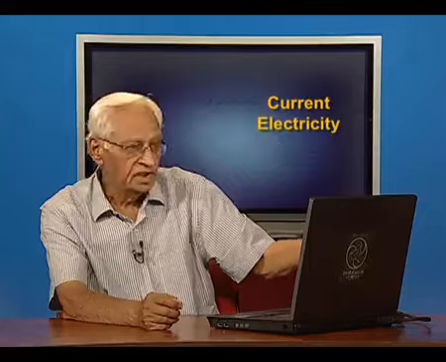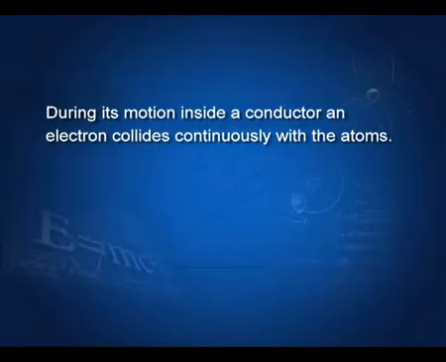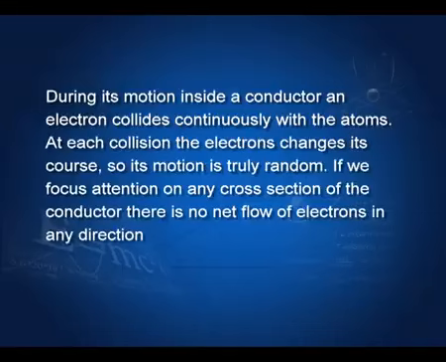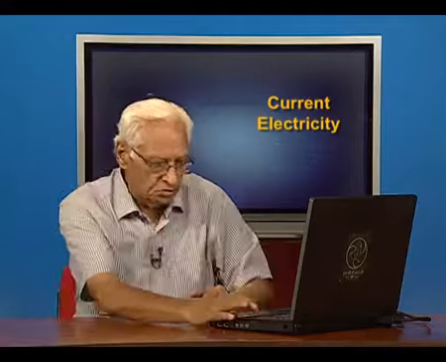Now, during its motion inside a conductor, an electron collides continuously with the atoms. At each collision, the electron changes its course, so its motion is truly random. If we focus attention on any cross section of a conductor, there is no net flow of electrons in any direction. Let me show you this first.